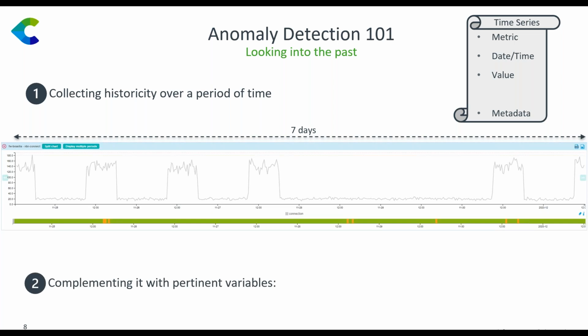The next step is to complement the data we have with pertinent variables. So now we're going to start the learning part of our presentation. If you're familiar with data science and machine learning, for instance, you have already heard of this term, which is called feature engineering. So what is hidden behind this word? Quite simply, as I said, it is giving context to the data I have available.